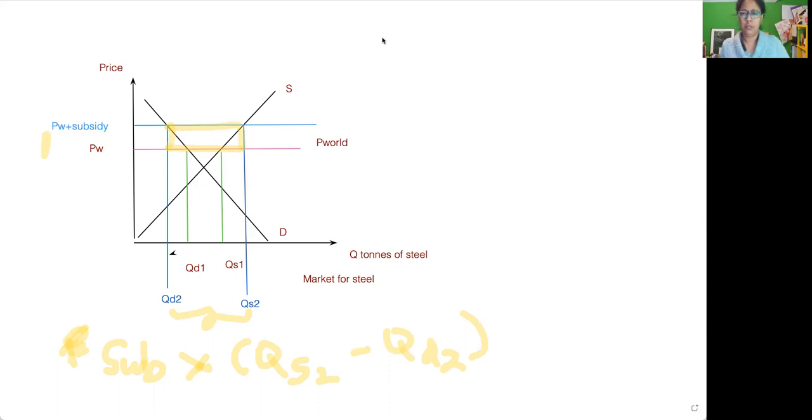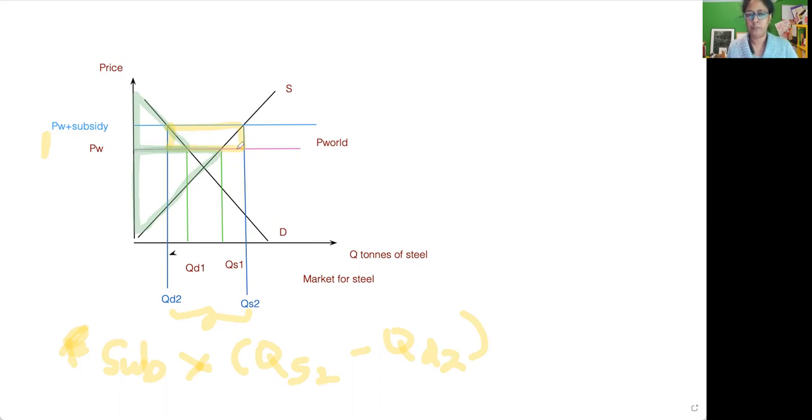Just want to note some other areas as well. Before the subsidy, the consumer surplus is going to be everything below the demand curve up to QD1 and above the price that domestic consumers pay, PW1. The domestic producer surplus, everything below PW, but above the supply curve. Remember, we're removing the cost, everything below the supply curve cost. And we're going to be really careful about that.